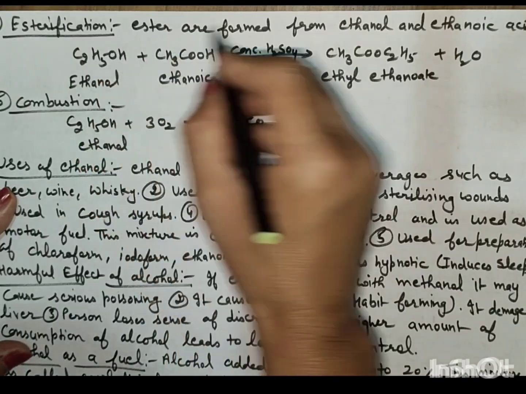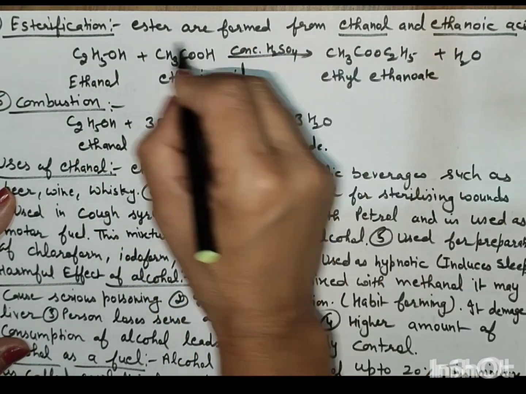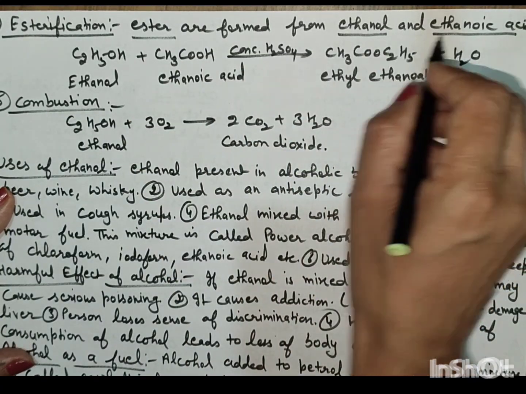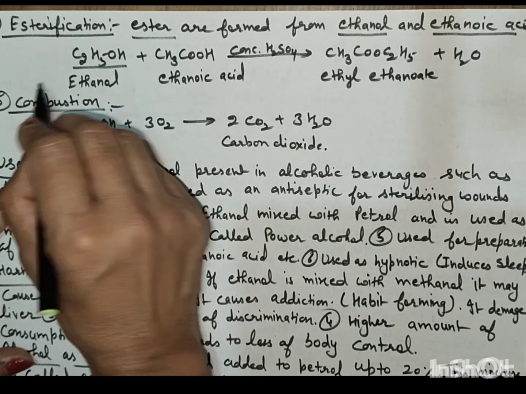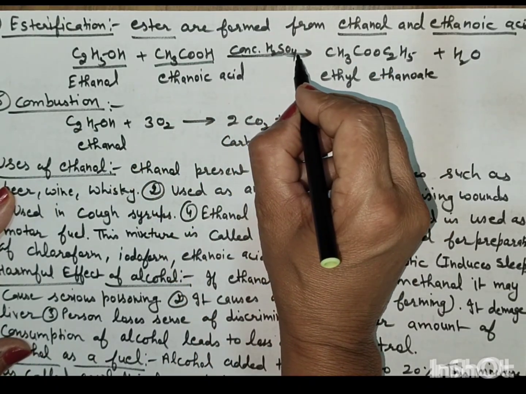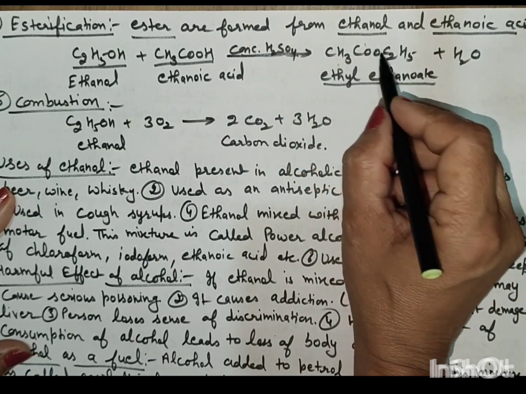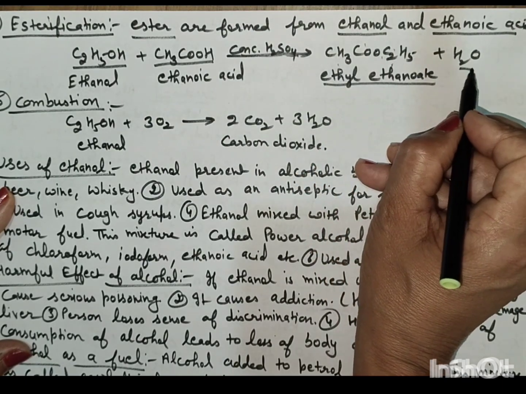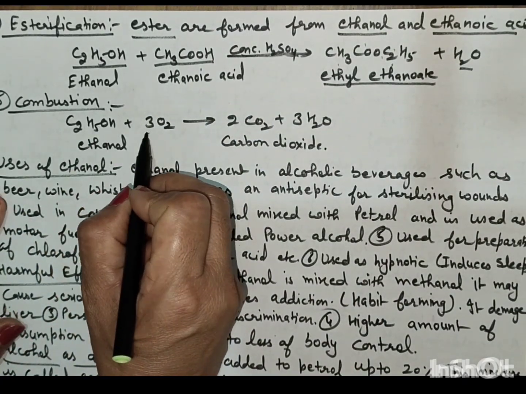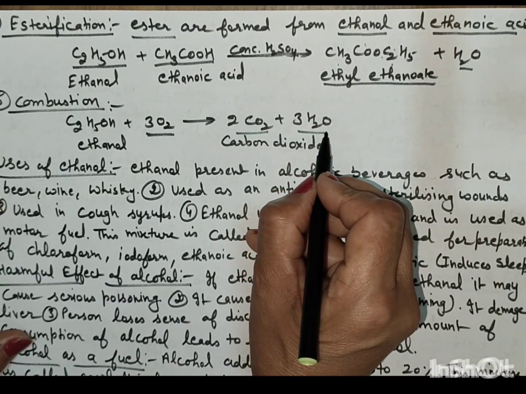Esterification. Esters are formed from ethanol and ethanoic acid. Ethanol C2H5OH and ethanoic acid CH3COOH, when reacted with concentrated H2SO4, form ethyl ethanoate, CH3COOC2H5, and water. Combustion: C2H5OH plus O2 forms carbon dioxide and H2O.